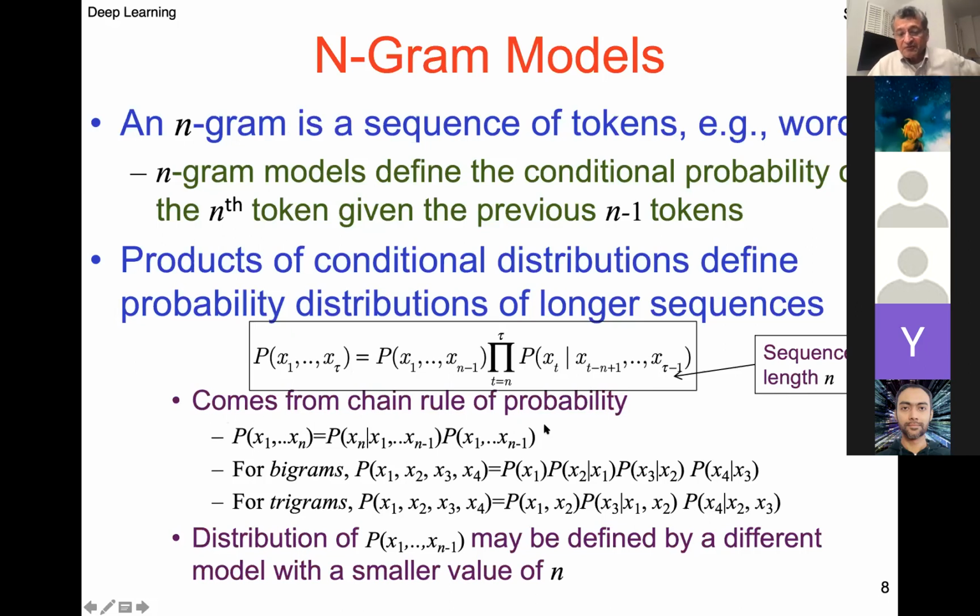It comes from the chain rule of probability: the probability of x1 through xn, if I have n of these in this sequence, can be written as the probability of xn given x1 through xn minus 1, times p of x1 through xn minus 1. You see, this formula can be easily justified because it comes from the product rule of probability. Joint is equal to conditional times marginal.